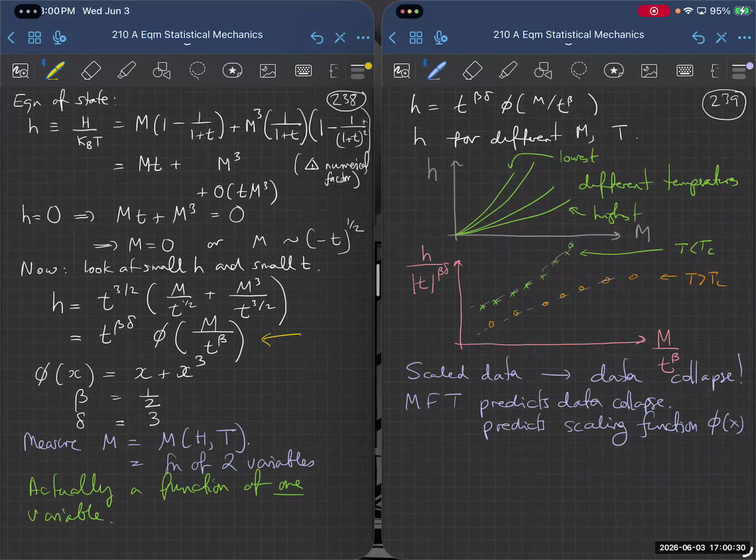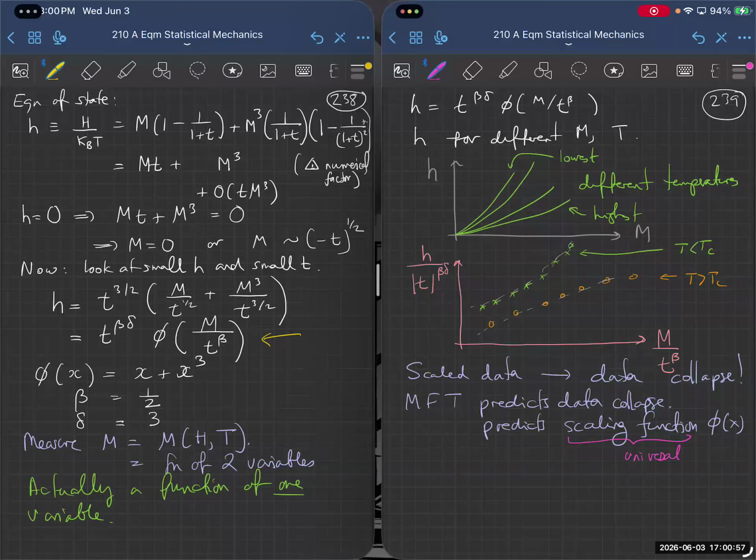And you might say, well, what does the scaling function depend on? Well, the scaling function is universal because in this particular case the function is x plus x cubed. So it doesn't depend on h, doesn't depend on J, doesn't depend on t. It's just a universal number. And so mean field theory predicts this thing. All right. So it predicts one more thing.